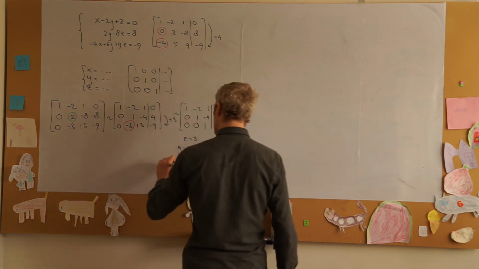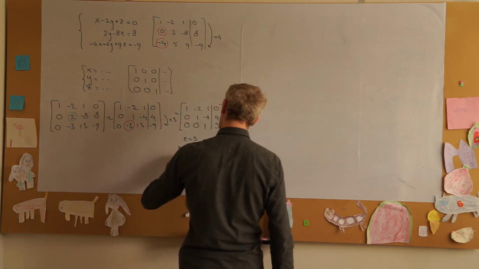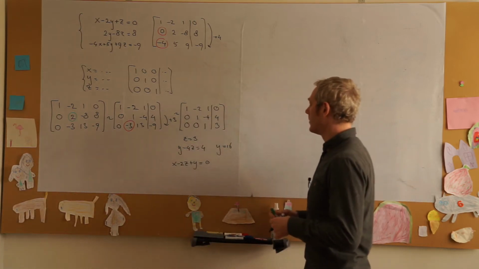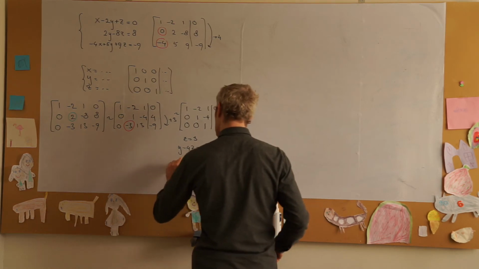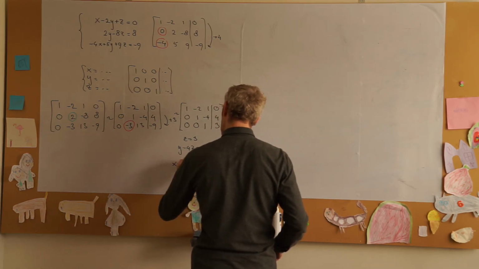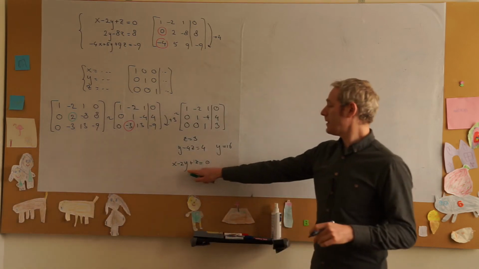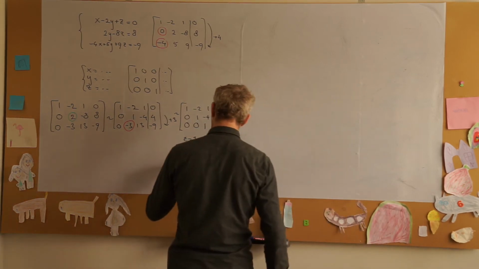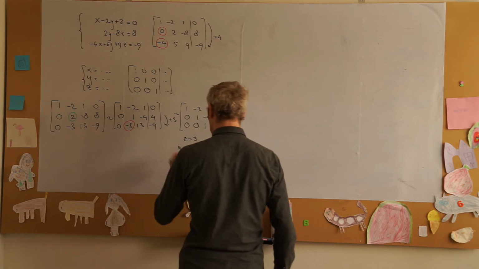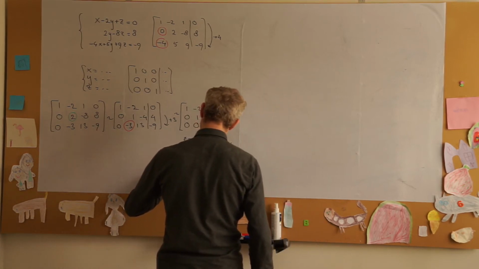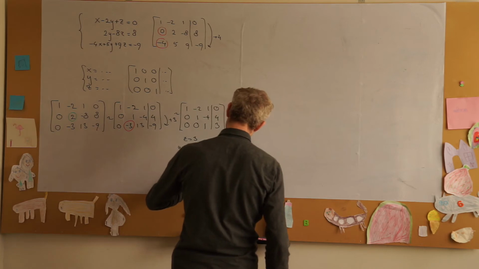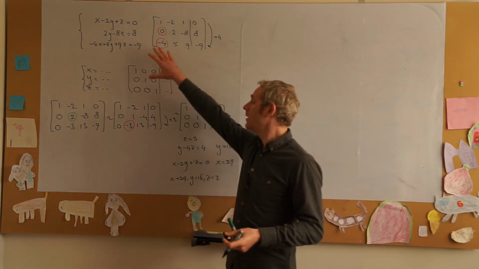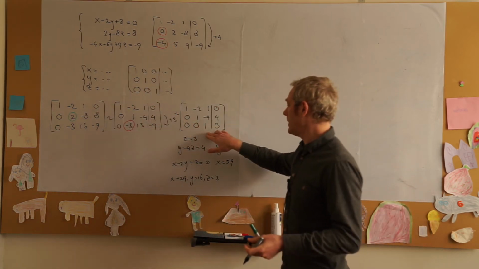Then we have the first row, x minus 2y plus z is equal to 0. Y is 16, so x minus 32 plus 3 is equal to 0, which means that x is equal to 29. And our solution is given here. X is equal to 29, y is equal to 16, and z is equal to 3. And this is our solution. So this is what the book does. We do here the Gaussian elimination.